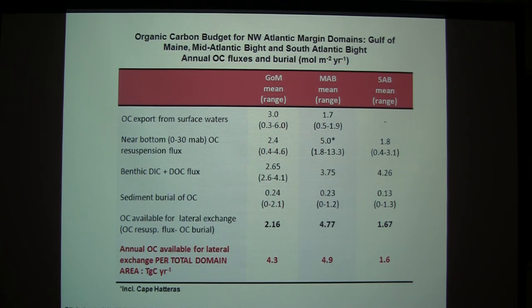And in fact, that's fairly substantial when you then calculate the areas of each of these regions, which are done through a model, and you look at the annual organic carbon available for this lateral transport per each of these domains in terms of teragrams of carbon per year. It's quite a lot. And what's interesting is that the Gulf of Maine is so high because the sedimentation rates are very high and the organic carbon content is very high, 2-3%. Sedimentation rates in the basins are up to about 0.3 centimeters per year, 250 centimeters per thousand years.